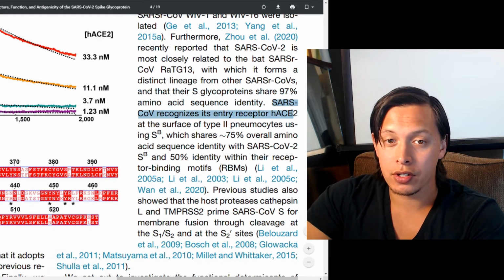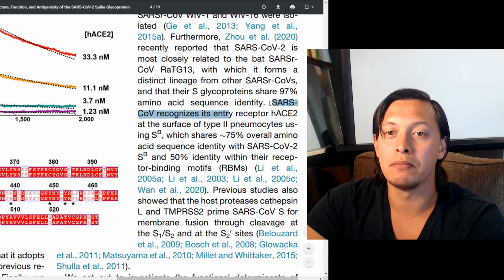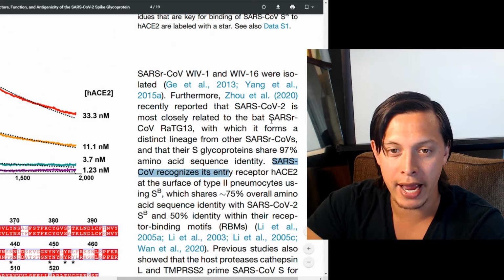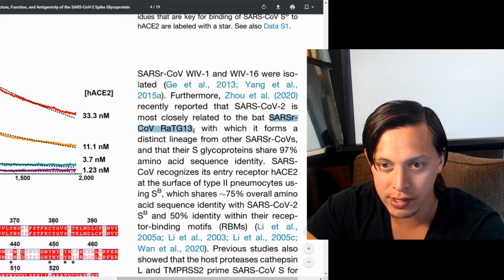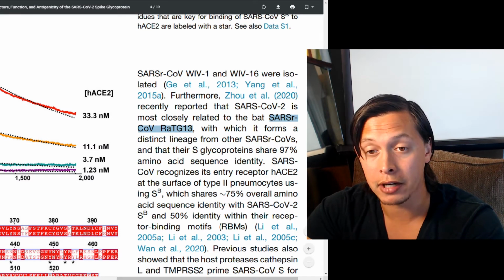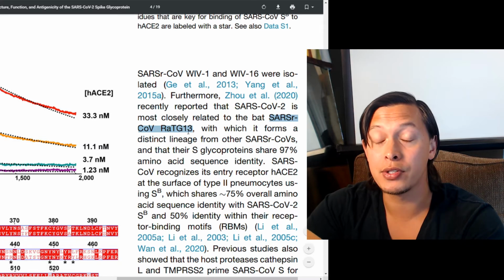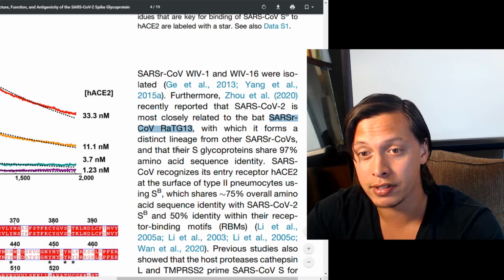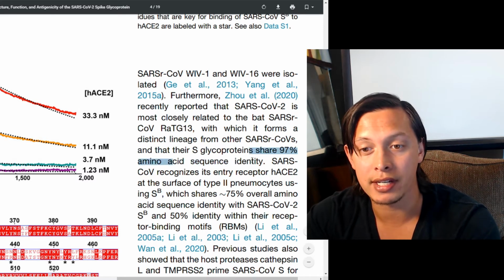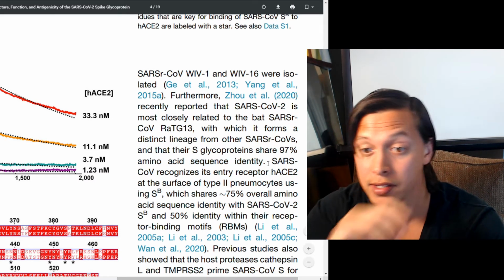So they're basically saying that between this bat coronavirus and the current coronavirus that is going around right now, the spike protein in and of itself shares about 97% amino acid sequence identity. So it's about 97% the same.